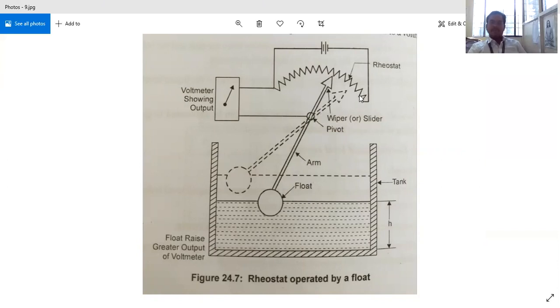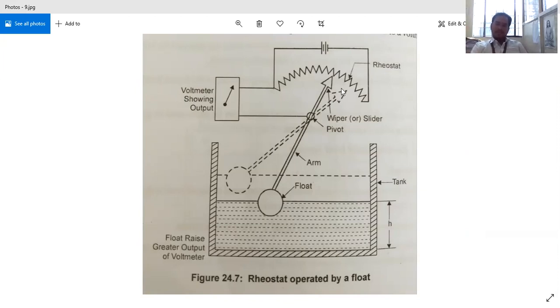The rheostat is a conductor, and the principle involved here is that the change in length will change the resistance, because resistance is given by R equals rho L by A. So it is directly proportional to the length.